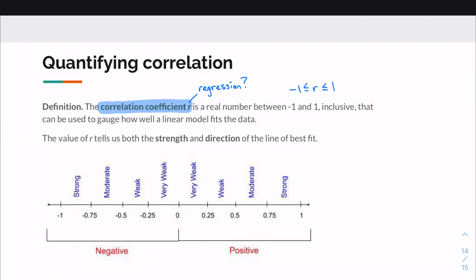And R tells us both the strength and the direction of the line of best fit, right? So I have two parts. I have strength, and that's going to be one of these: very weak, moderate, strong.